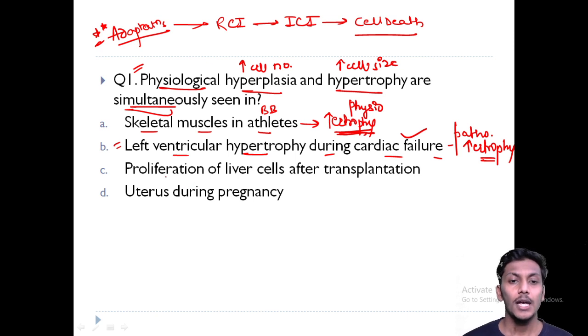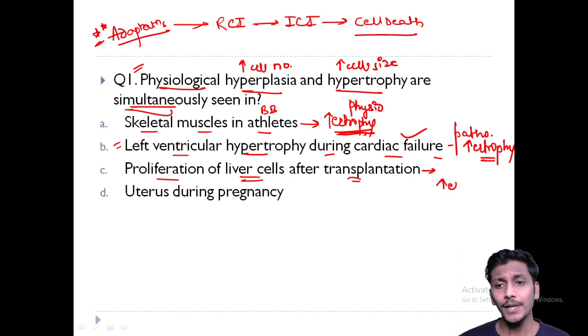Next one, option C, proliferation of liver cells after transplantation. As we all know, the liver has the ability to regenerate. If we resect a lobe of the liver, it would be regenerated again due to proliferation. Proliferation means cell division, that means increase in cell number. So proliferation of liver cells after transplantation is an example of hyperplasia, and as it is compensating for the liver lobe which has been resected, this is an example of compensatory hyperplasia.